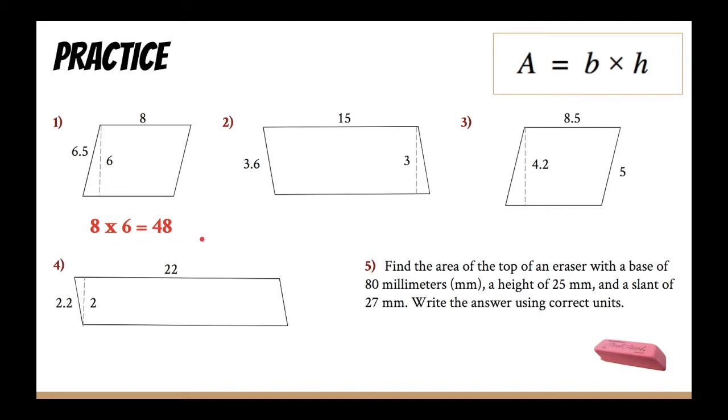Now on to question number 2. The answer will be revealed in 3, 2, 1. The base here is 15, while the height is 3, not 3.6. Thus, the area is 15 times 3, or 45.